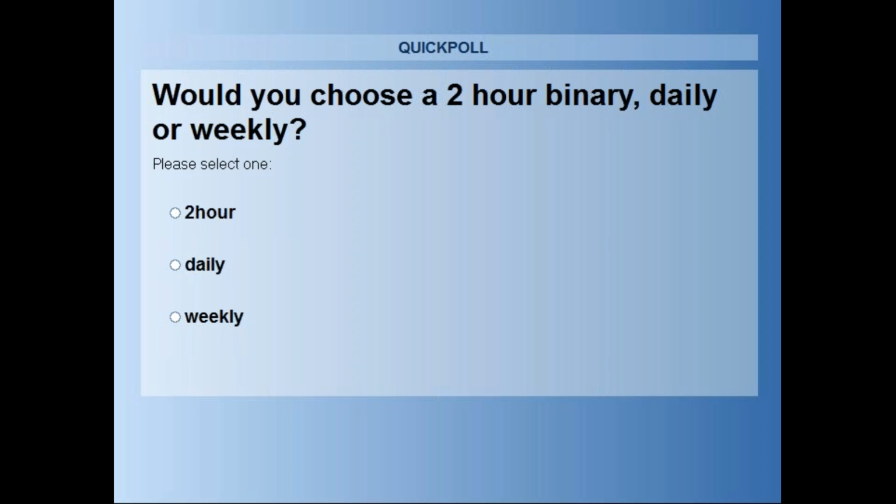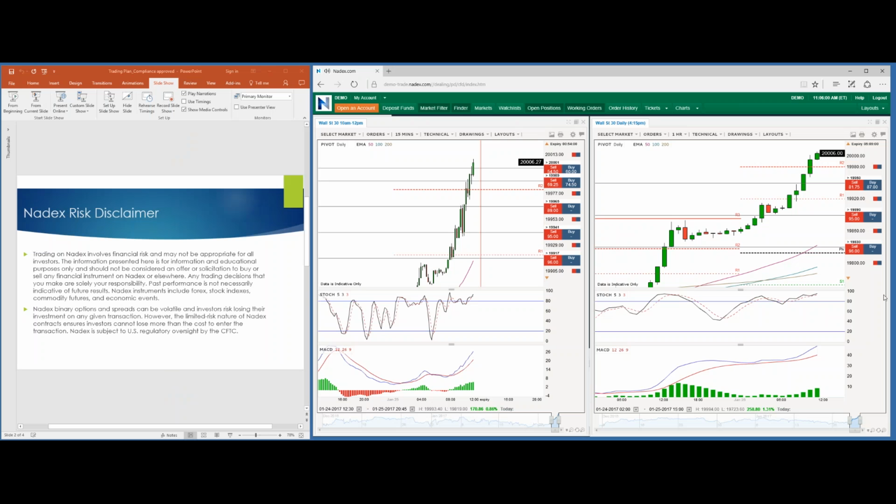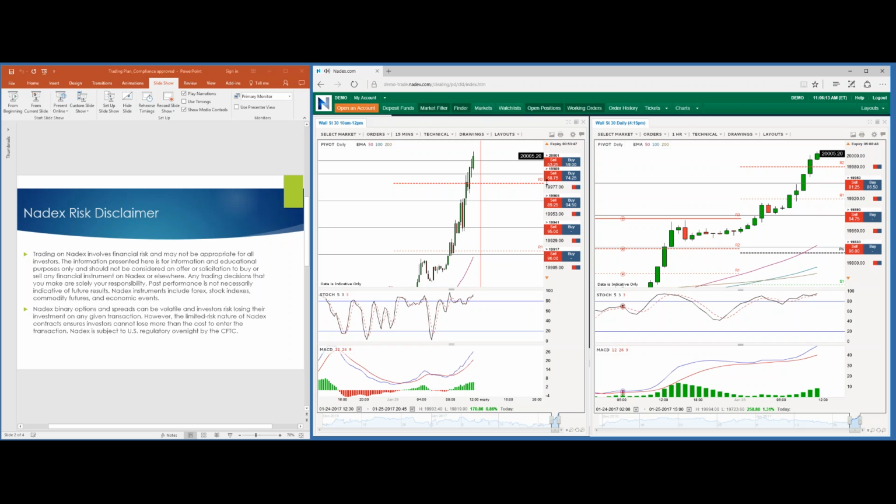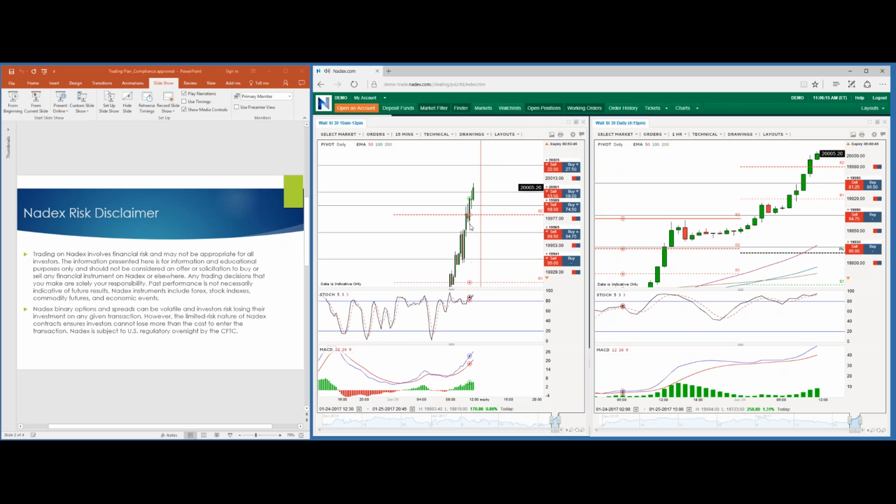Okay, we're going to close that poll out. Some of you will go long, some of you will go short, okay? So we're just going to select some different options that were chosen. Again, this is not trade recommendations. It is for you to learn only, okay?